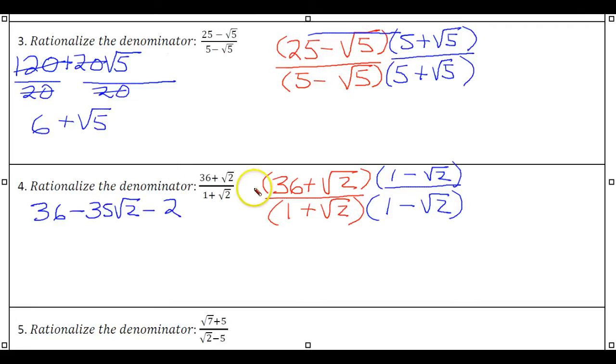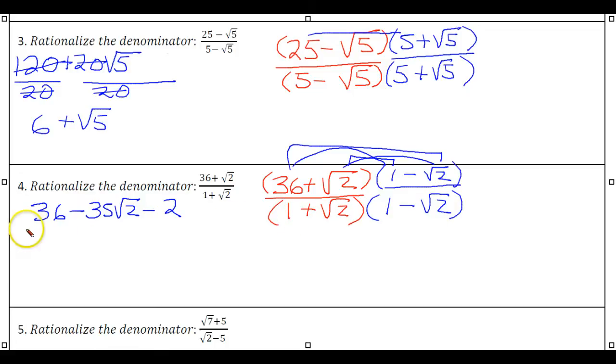And we'll do this in parts also. As we FOIL this, we get a 36. As we do our outers, we get a negative 36 square root of 2. Our inners, a 1 square root of 2. Do the subtraction and end up with a negative 35 square root of 2. And when we do our last, we get a negative square root of 4, which is negative 2.